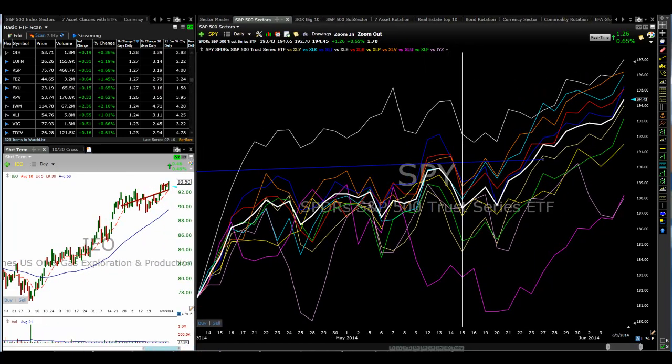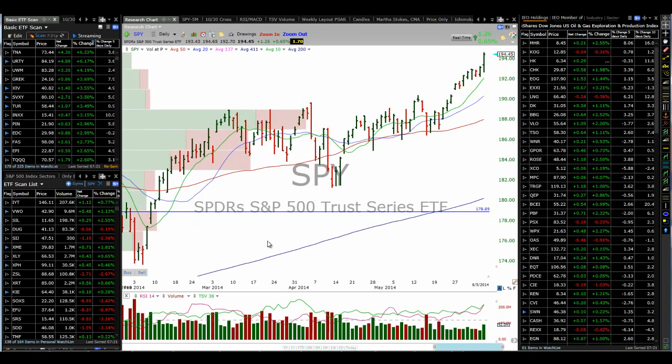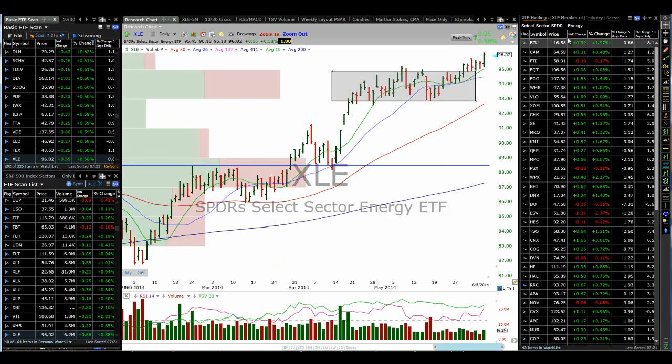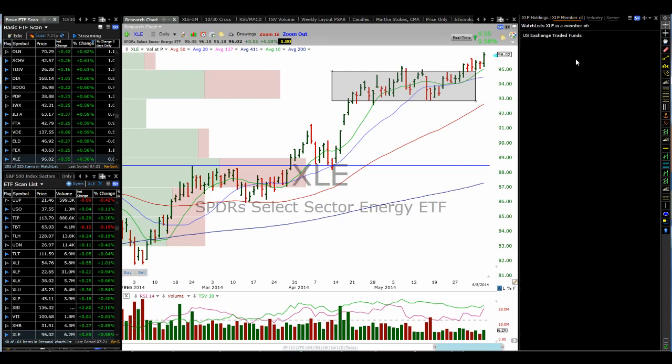The other side is, this is a different desktop I'm going to go to. You can see that what I do is build all the watch lists, build all the desktops so that I can flip through them quickly. If I come over here and put XLE in here, to the right is all the holdings, 43 holdings inside of XLE. I also can click right here where it says XLE, a member of, and it would tell me what it's a member of. But because it's an ETF, it should be empty, which it is.